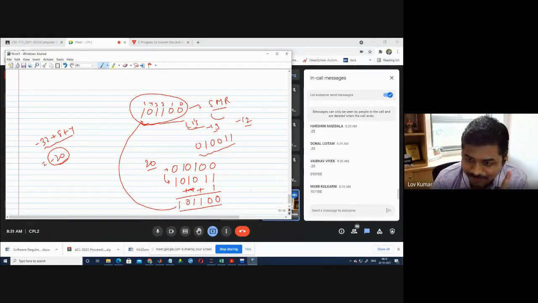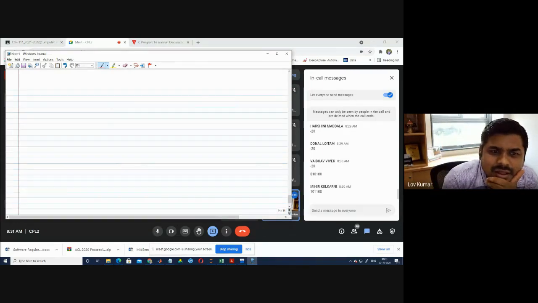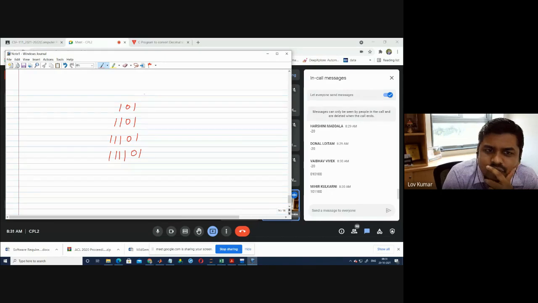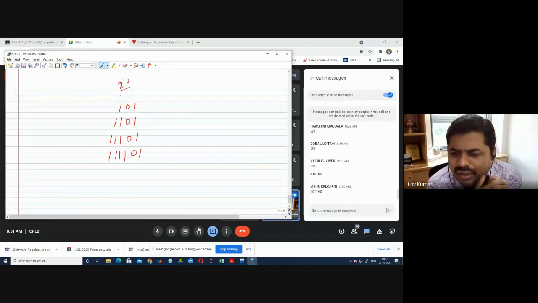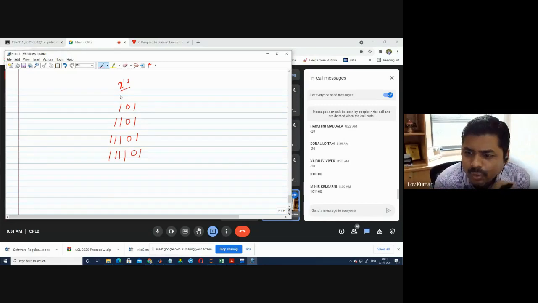Okay, now you can see. I'm going to write 1 0 1, 1 1 1 0 1, 1 1 1 1 0 1, and four times 1 then 0 1. If this number is in 2s complement, can you find what is the value of this number? Anyone? What is the value of this number?